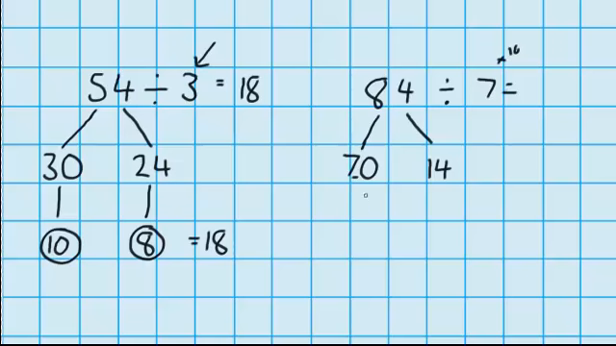So let's start with the 70 counters. I need to share those 70 counters between 7 groups, so I'm going to need to put 10 counters in every group. Now let's move on to the pile of 14. I need to share these 14 counters also between the 7 groups. So 14 counters shared between 7 groups means I'll need to put another 2 counters in every group. So first of all I put 10 counters in each group, then another 2 counters, so in total I've put 12 counters in each group. So 84 divided by 7 is 12.